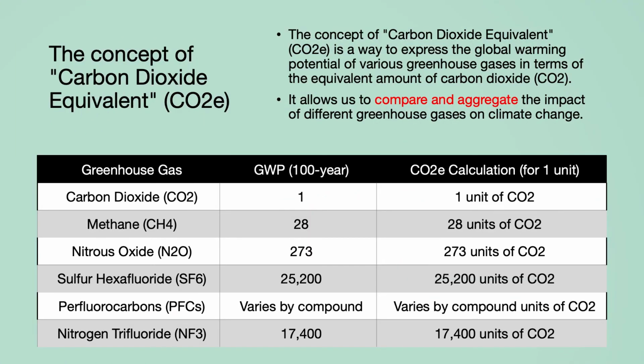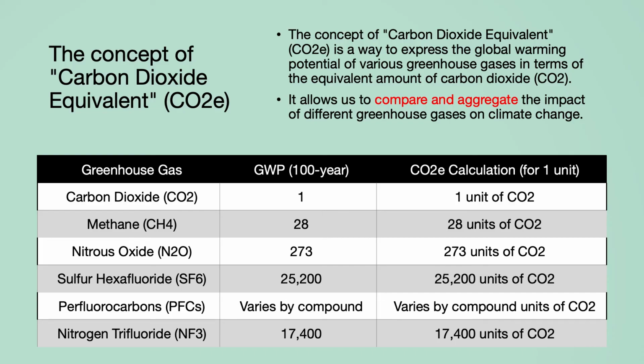This standardizes the impact of different greenhouse gases by converting their quantities into an equivalent amount of CO2 based on their respective heat trapping abilities. For instance, in the latest IPCC guidelines, methane has a CO2E factor of 28, meaning that 1 ton of methane has the same warming effect as 28 tons of CO2 over a period of 100 years.